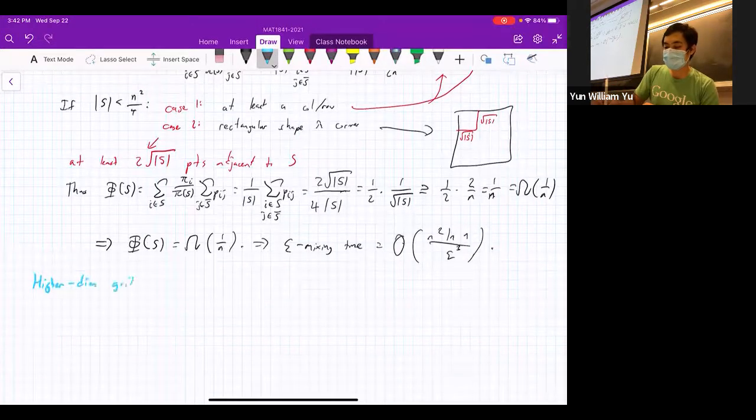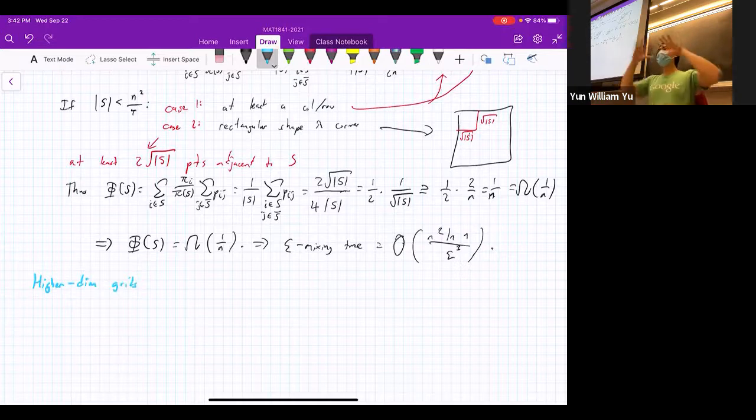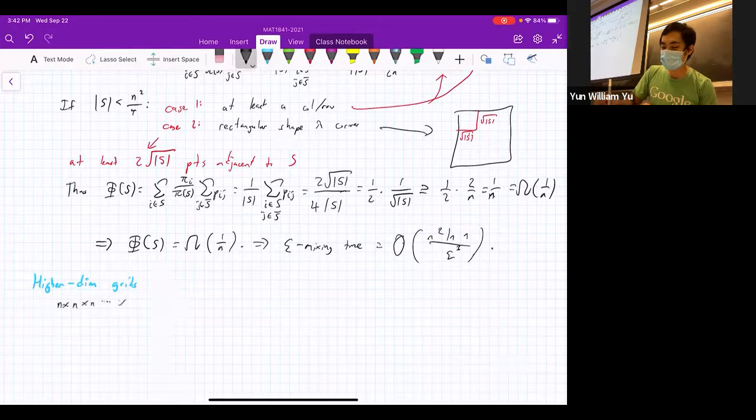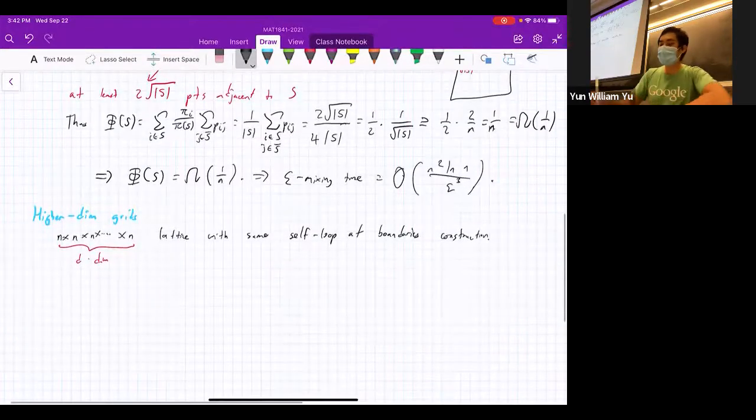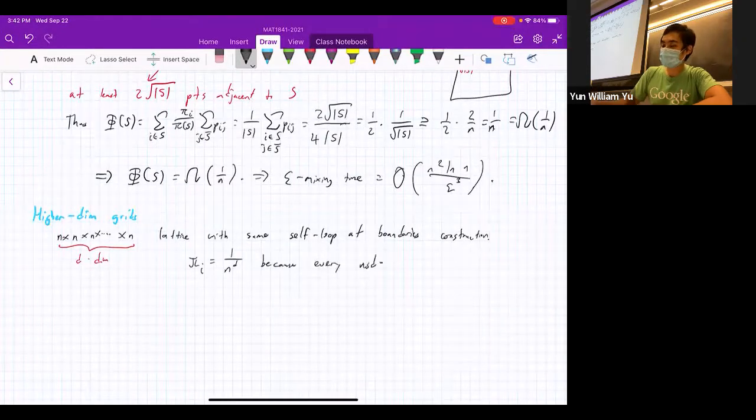So higher dimensional grids. Basically using the same kind of logic of bounding the number of edges that leave. If you have a high dimensional grid that is n by n by n, all by n, so let's say there are d of these, so we're in the d-dimensional grid, d-dimensional lattice, with the same self-loop at boundaries construction. So if you do that, you again get the stationary distribution. Pi i is just equal to 1 over n to the d, because every node has the same degree.